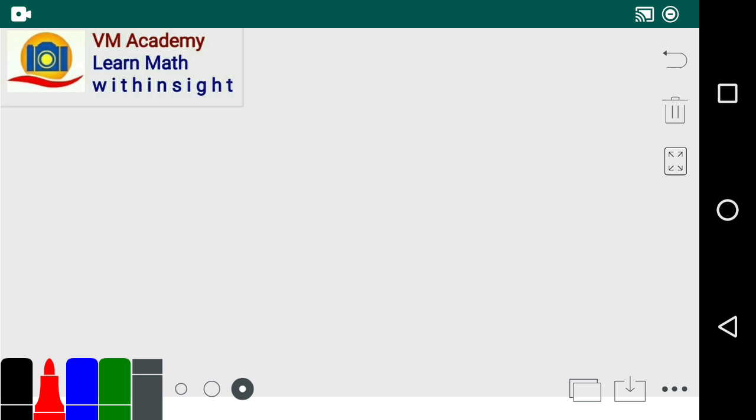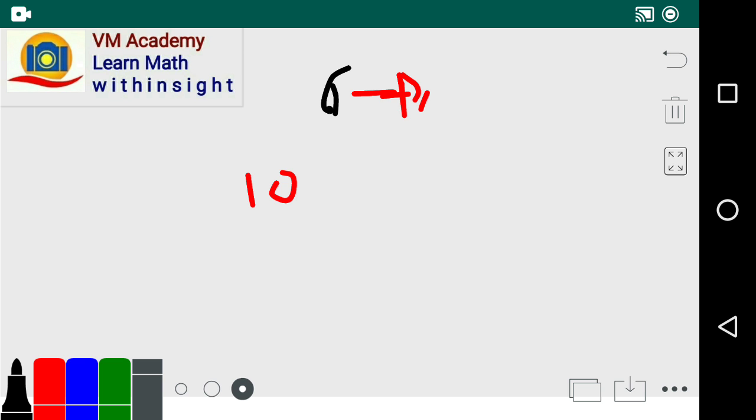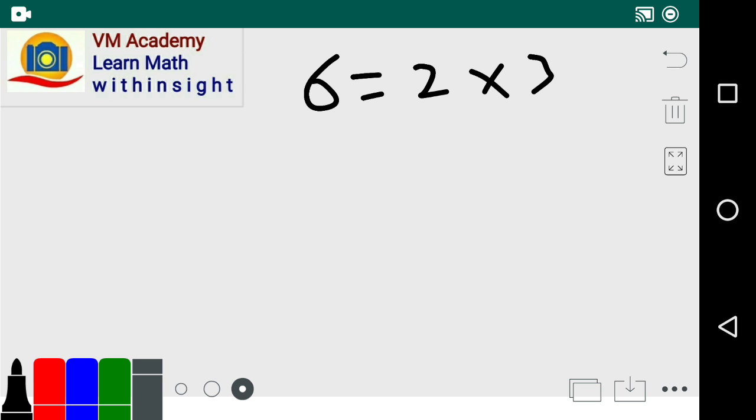If say 3, 6 and 10. Now according to the fundamental law of arithmetic, any number can be written as either a prime number or a product of prime numbers. Now here, 6 can be written as a product of two prime numbers, 2 into 3.